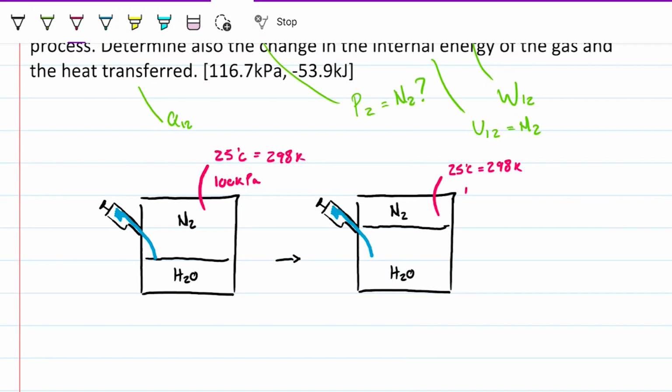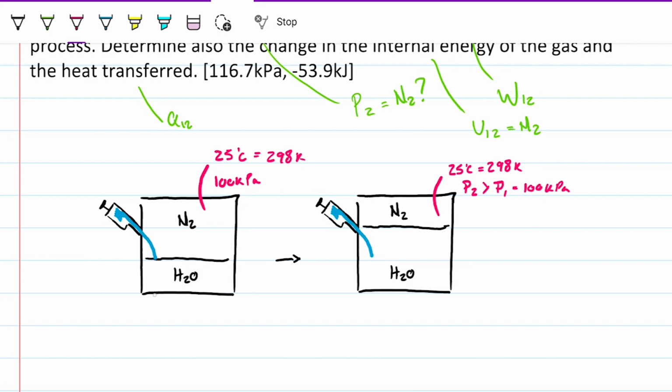I also don't know the pressure per se, but I know pressure 2, in this case state 2, is greater than pressure 1, which is 100. So I know pressure 2 is more than 100 kilopascals. Why? Because I'm literally compressing this nitrogen with the water that's being squeezed into this tank.